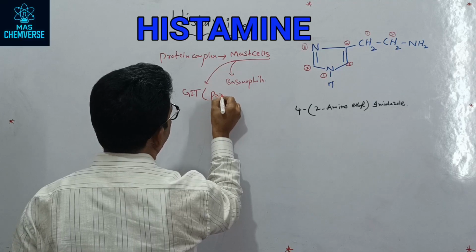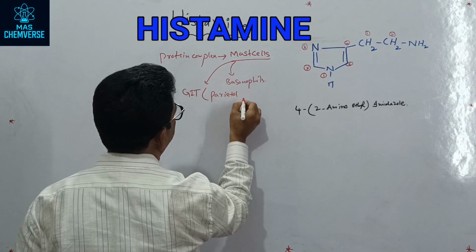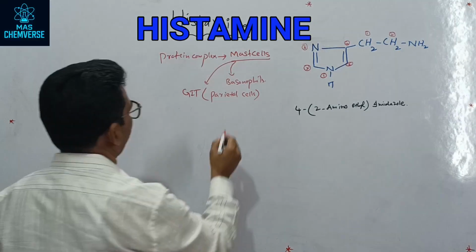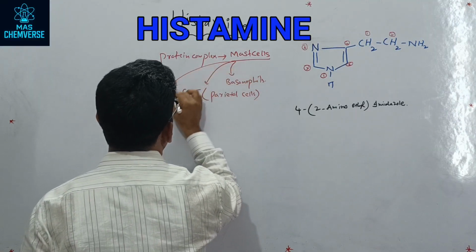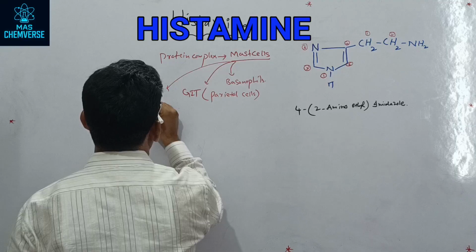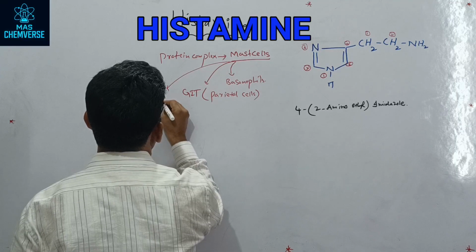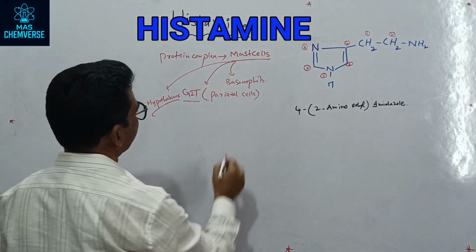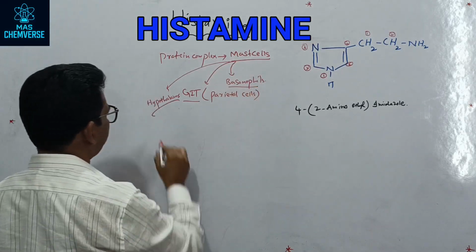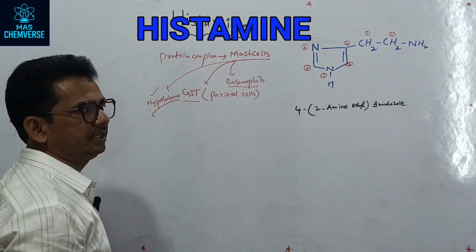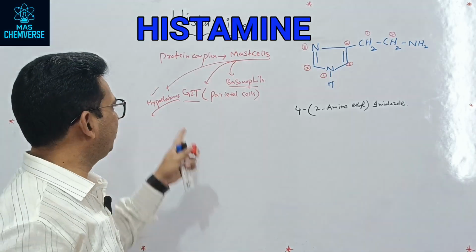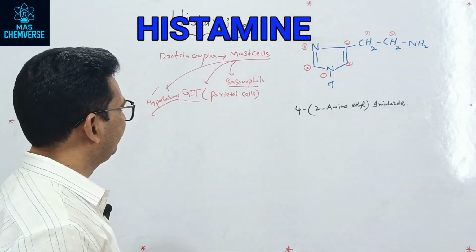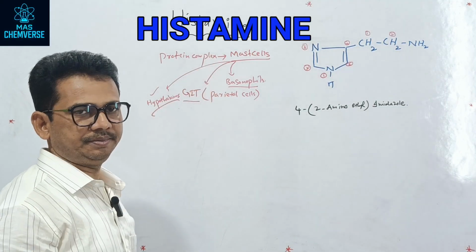Especially in the GIT, it is present in the parietal cells, which we know are responsible for acid secretion, and as well as it is present in the hypothalamus. Histamine is present in the mast cells of the GIT, in the basophils, and in the posterior part of the hypothalamus in the CNS, that is the central nervous system. So we came to know where histamine is present.